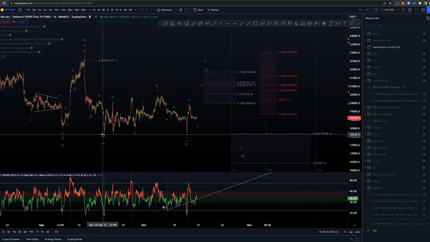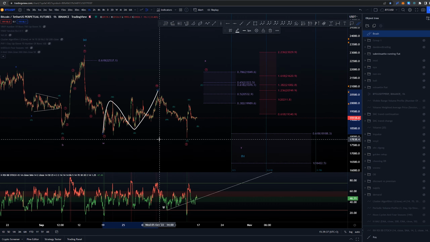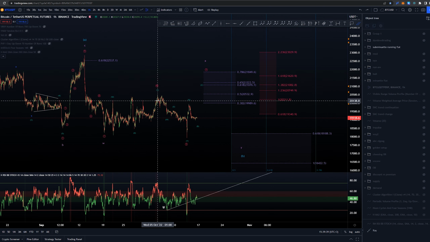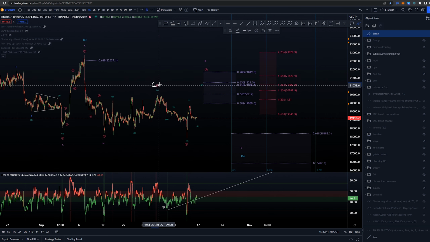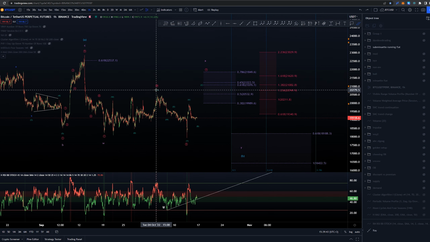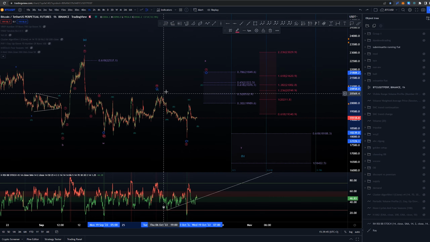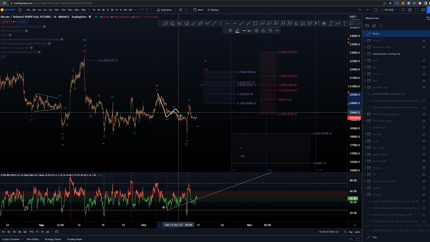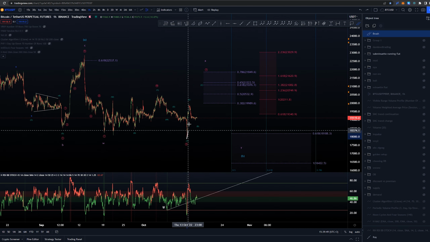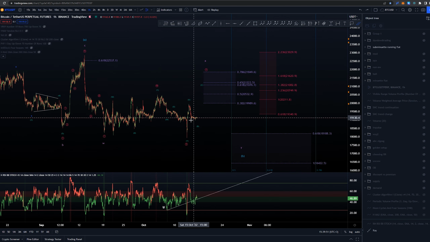a possible W wave. Then we had a three-way structure like so into a possible W again on a smaller degree, a micro, right? Yeah. And then a three-way structure again into X, and now we would be looking for a three-way structure into wave Y.